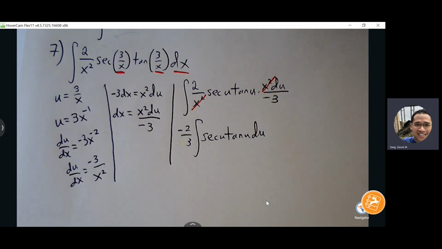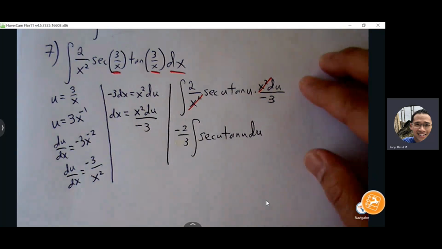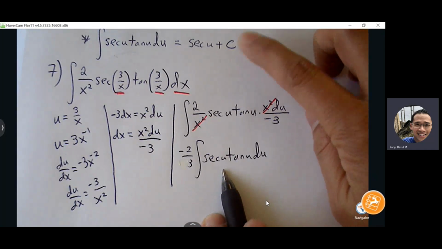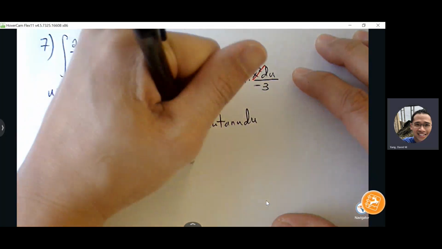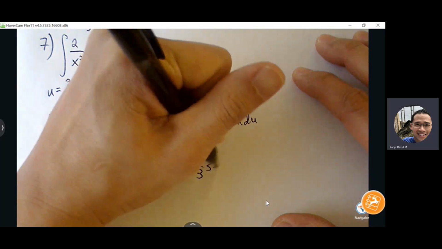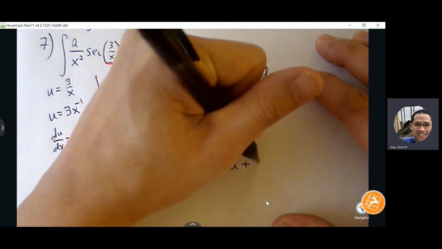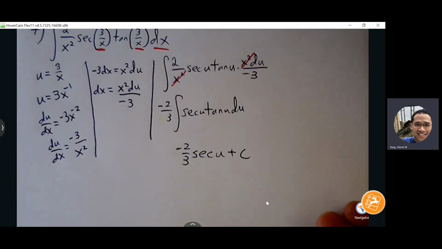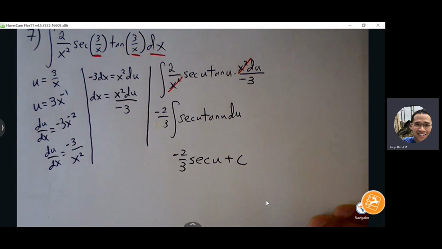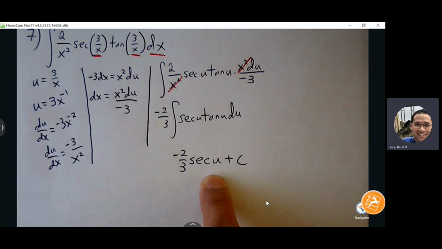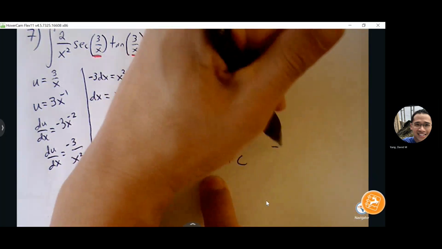Integral of secant u tangent u. Okay, we said the antiderivative of secant u tangent u is secant. So it's just -2/3 secant u plus c. But u is only a temporary variable. We have to bring what back into our answer? X.